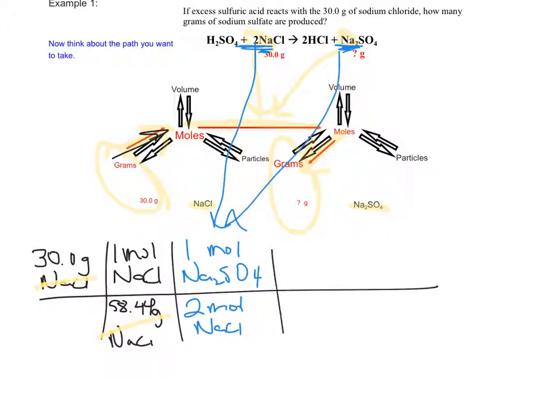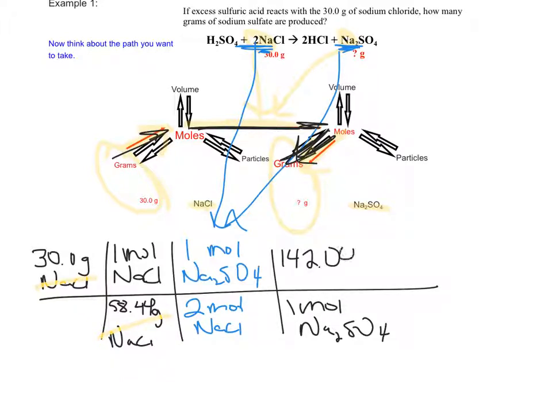Now that we've gotten to the correct substance, we've crossed over to the new substance, now it's just a matter of using the molar mass of sodium sulfate. So now I'm going to have to put moles of sodium sulfate on the bottom, got to cancel that out. Then I have to find the molar mass of sodium sulfate. So that means add up 2 sodiums, a sulfur, and 4 oxygens. You're going to get 142.04 grams of Na2SO4.